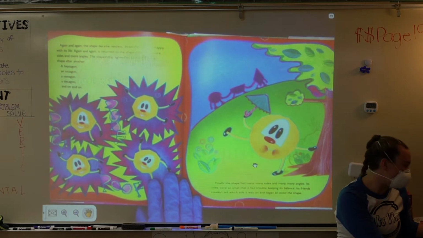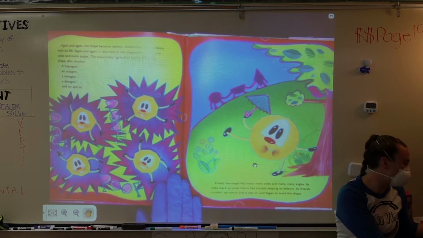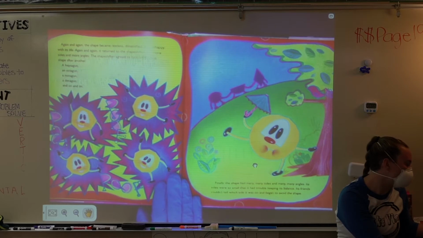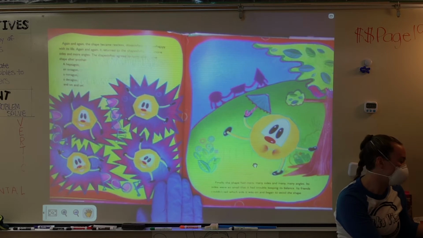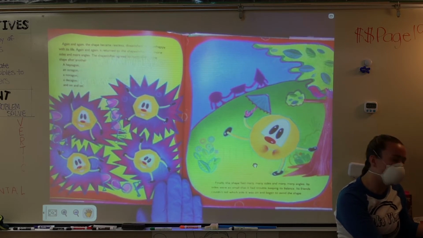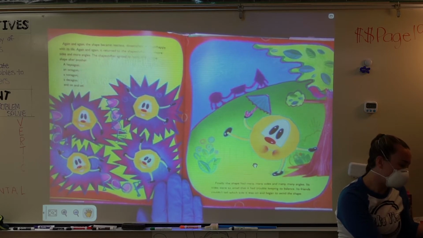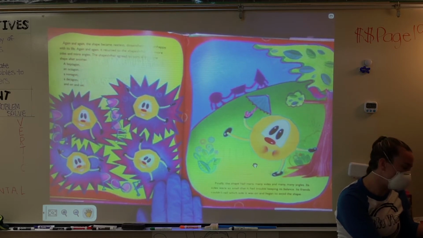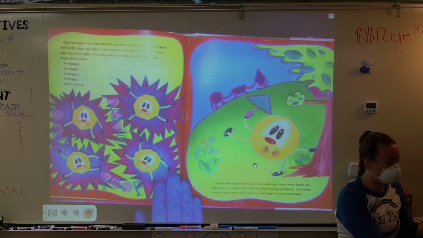Again and again, the shape became restless, dissatisfied, and unhappy with its life. Again and again, it returned to the shapeshifter for more sides and more angles. The shapeshifter agreed to turn it into one shape after another. A heptagon, an octagon, a nonagon, a decagon, and on and on and on. Finally, the shape had many, many sides and many, many angles. Its sides were so small that it had trouble keeping its balance. Its friends couldn't tell which side it was on and began to avoid the shape.